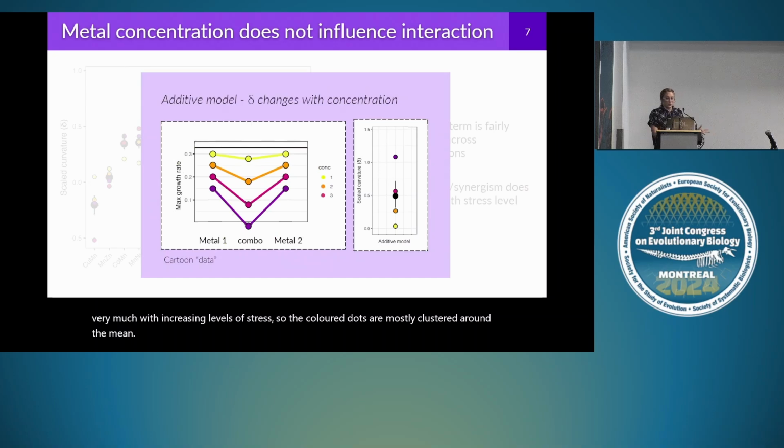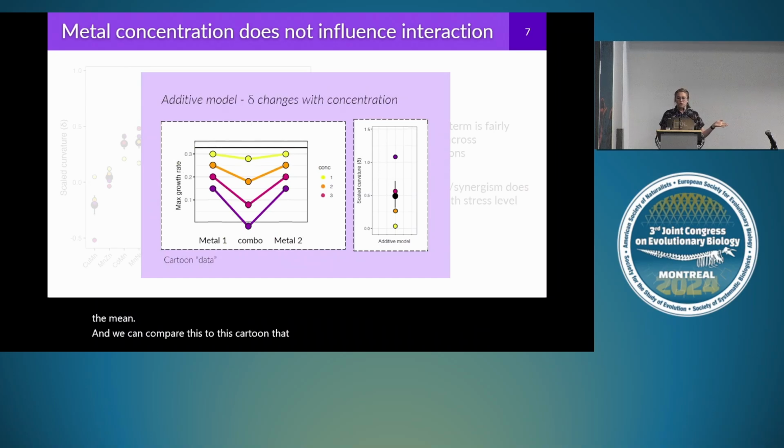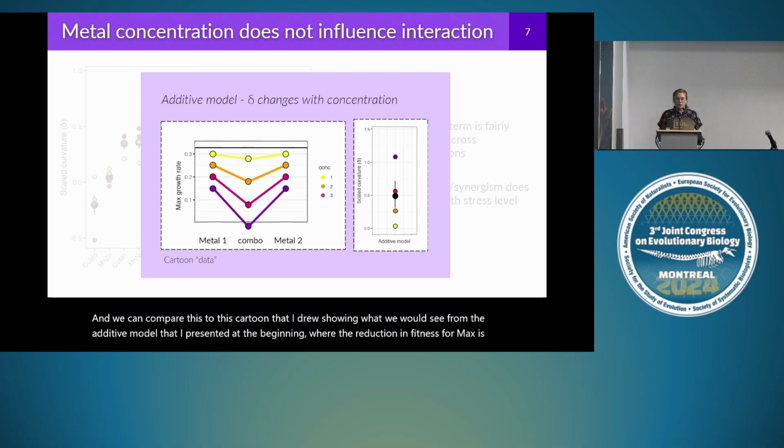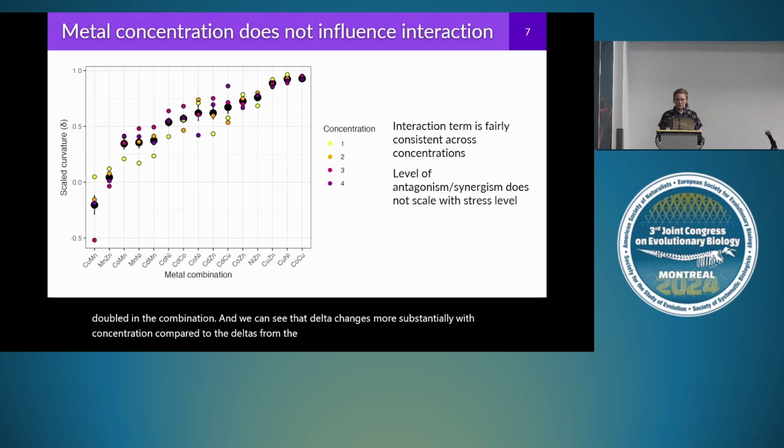And we can compare this to this cartoon that I drew showing what we would see from the additive model that I presented at the beginning, where the reduction in fitness from max is doubled in the combination. And we can see that delta changes more substantially with concentration compared to the deltas from the real data, maybe with the exception of that copper-manganese combination all the way on the left.